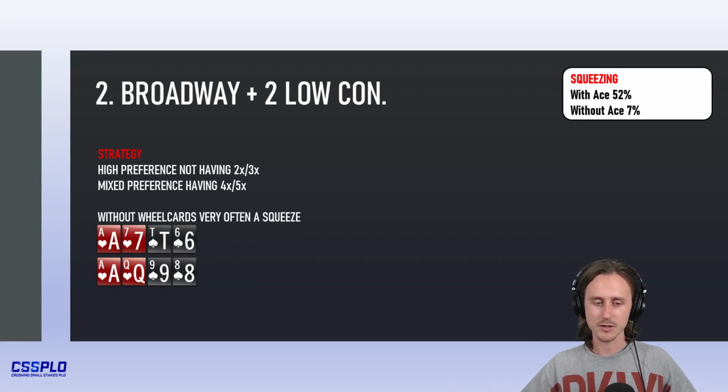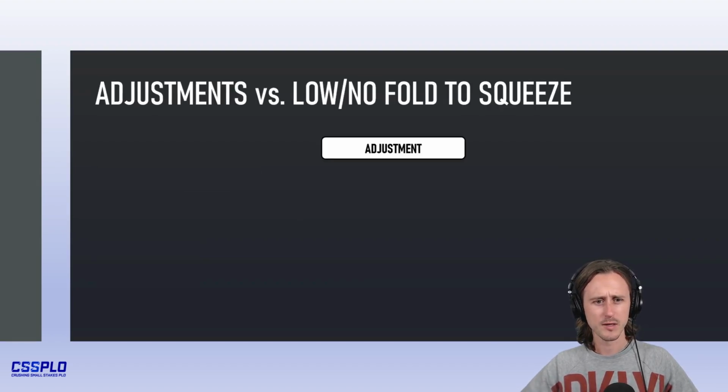Without a wheel card, basically most hands are being utilized as a squeeze unless they are extremely disconnected. But hands like ace, 10, 7, 6, ace, queen, 9, 8 double suited, these hands are very good squeezes here. Important takeaways here, we don't want to have those wheel cards, and without wheel cards, we're going to squeeze aggressively. Now let's look at some adjustments we want to make if our opponent doesn't like to fold or never folds.